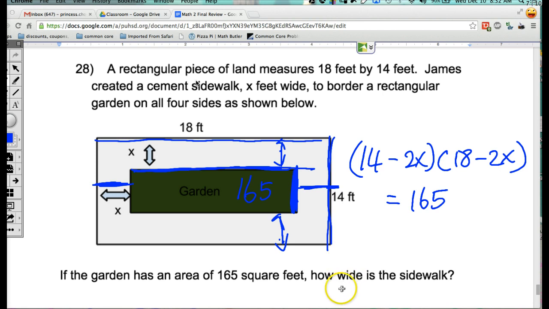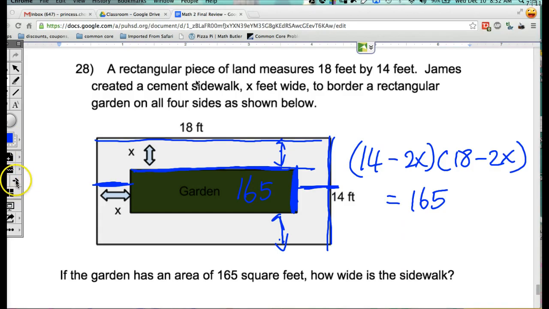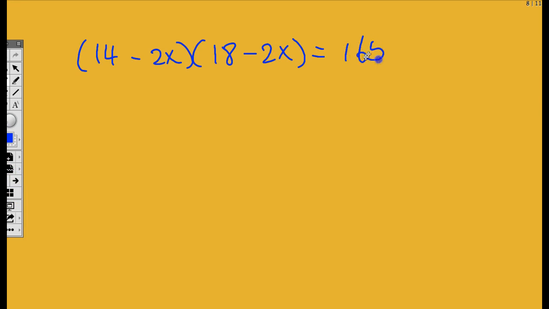Okay? So now I'm going to have to take you to a new page. 14 minus 2x times 18 minus 2x, and that area of the garden was 165 according to the question. Okay?